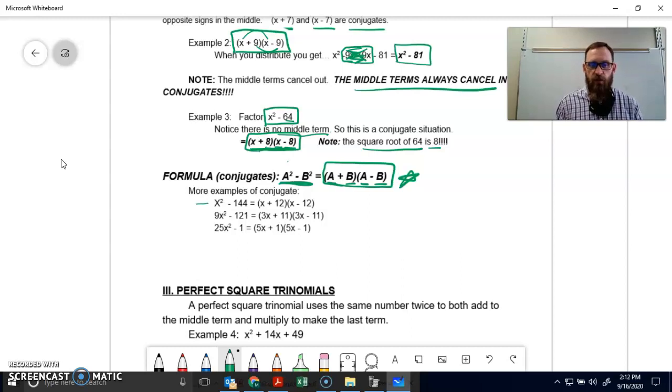I see x squared minus 144. The square root of 144 is 12, so the answer is x plus 12, x minus 12. And I can use the conjugate rule because I know there's no middle term. This is going to cancel.